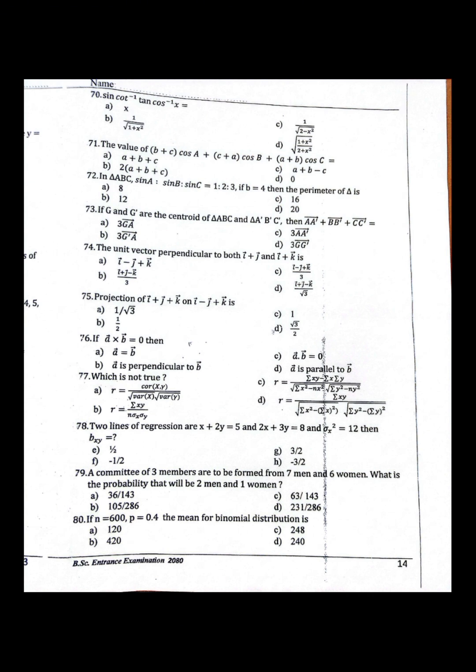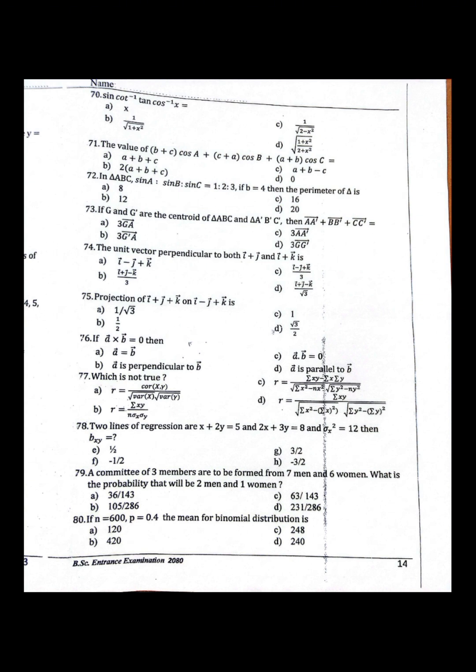A, r equals covariance xy upon under root variance x into under root variance y; B, r equals summation xy upon n into standard deviation x into standard deviation y; C, r equals (summation xy minus summation x into summation y) whole upon under root summation x square minus n into x bar square, under root summation y square minus n y bar square; D, r equals summation xy whole upon under root summation x square minus (summation x) square, under root summation y square minus (summation y) square.